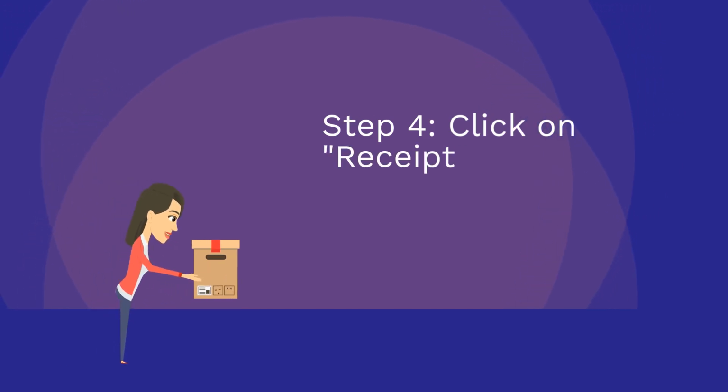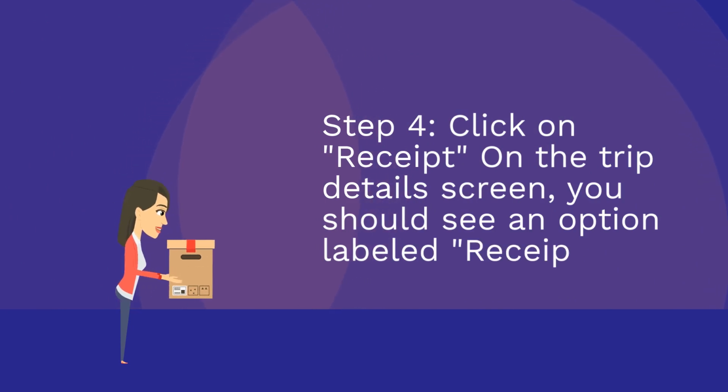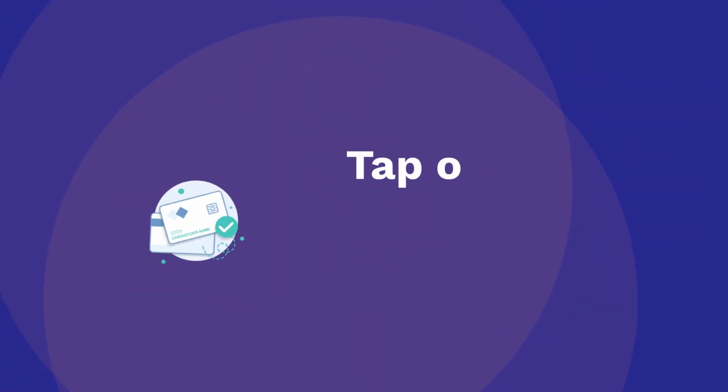Step 4. Click on Receipt on the trip details screen. You should see an option labeled Receipt. Tap on it to proceed.